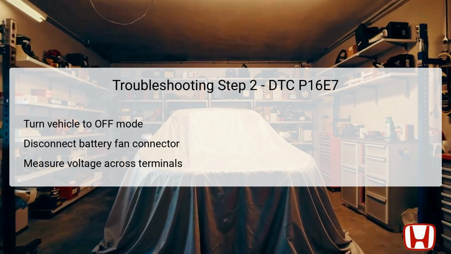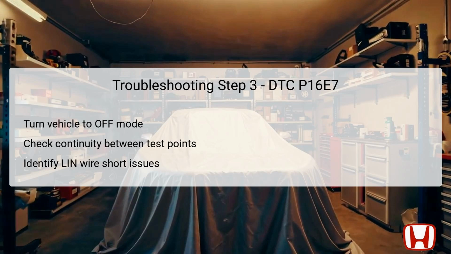The next task is to measure the voltage between the designated test points across the terminals of the battery fan motor connector. Test point 1 corresponds to terminal number 1, while test point 2 pertains to terminal number 3. If battery voltage is detected at this stage, it confirms that the power supply to the fan motor is intact, and you should proceed to the next troubleshooting step for further diagnosis.